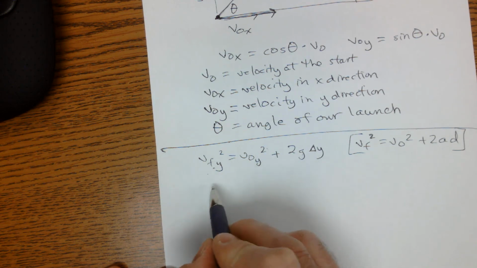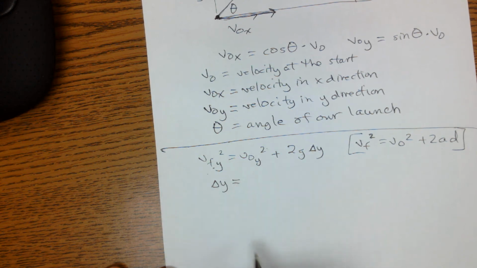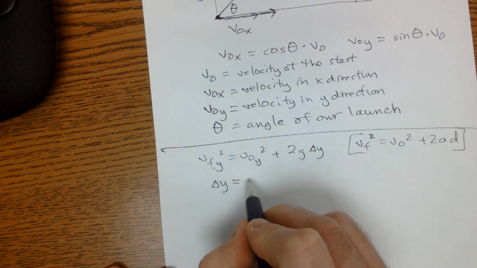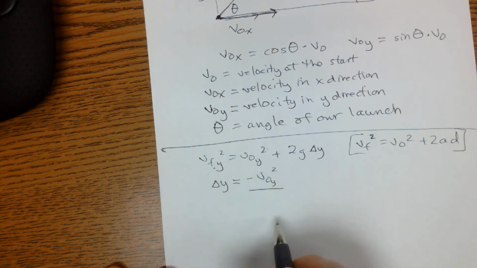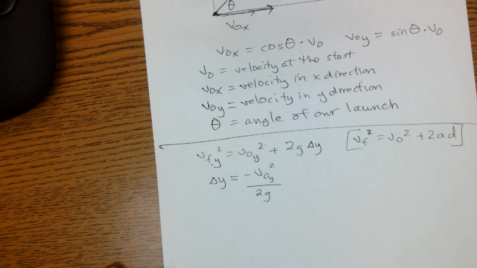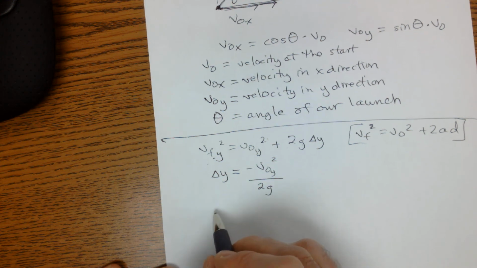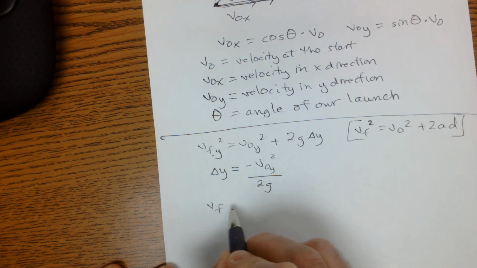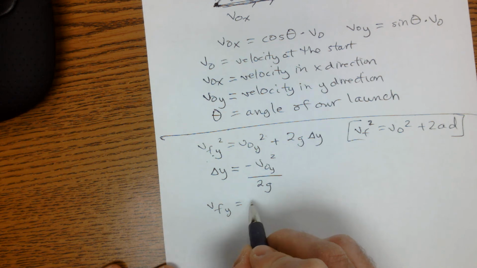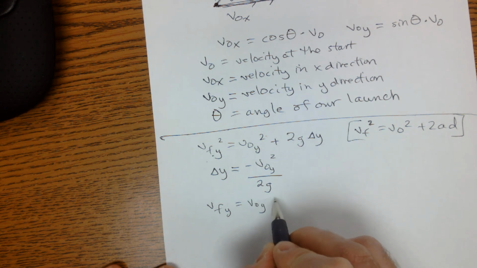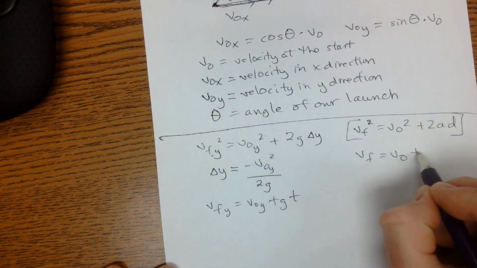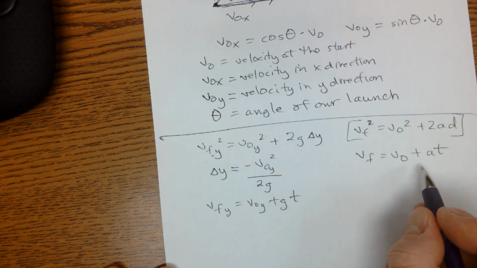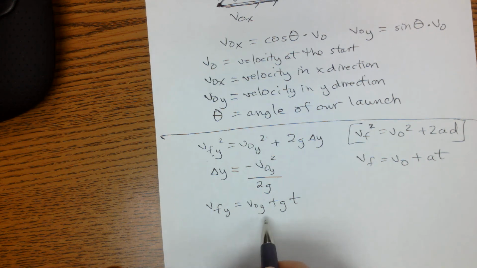So we'll do a little algebra magic here. And the distance is going to be equal to negative v0 squared all over 2g. And we also know that the final velocity in the y direction is equal to the initial velocity in the y direction plus gravity times time. Again, Vf equals V0 plus AT, kind of what it looks like normal, but we're putting in specific terms here.